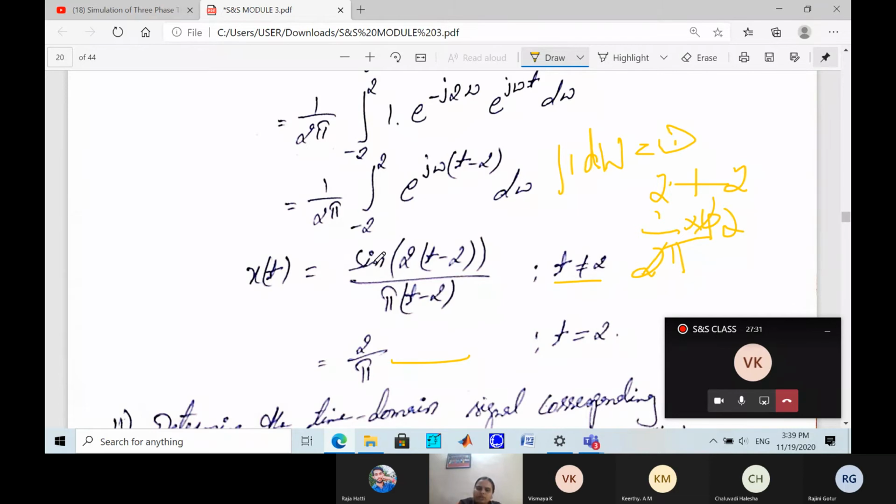When t is not equal to 2, you will get sine 2(t minus 2) divided by pi(t minus 2). You have to expand this using the same integration process, which is basic mathematics you have learned. It is the same thing you have to follow here. Then you will get this result.